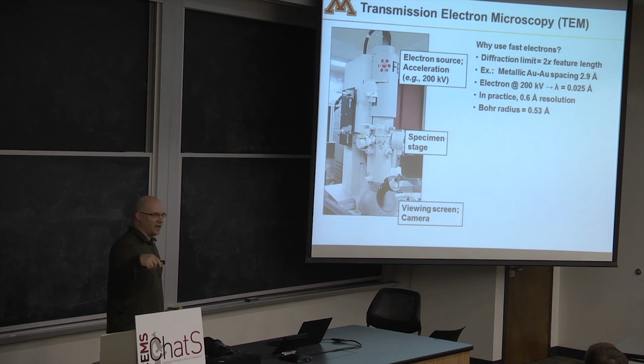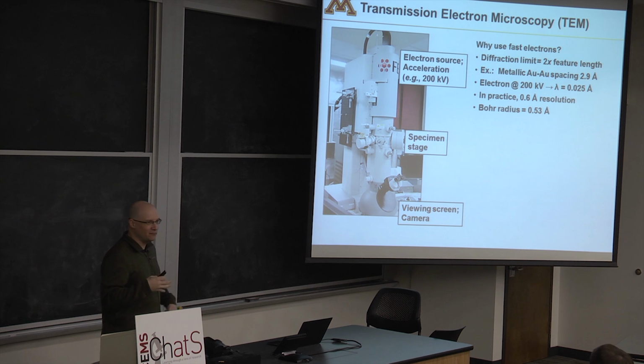So why use these fast electrons? Let's think about these numbers again. The diffraction limit is generally about 2 times whatever the feature length is that you want to resolve. If you're talking about spacings between gold atoms in a crystal of gold, this is about 3 angstrom or so. So you can do the math. I have this wavelength of about 0.025 angstrom, 25 picometer. So if I want to resolve this spacing with these electrons, I'm more than good. I have no problem doing this. That's what this is telling me.